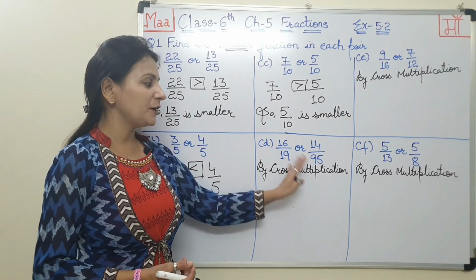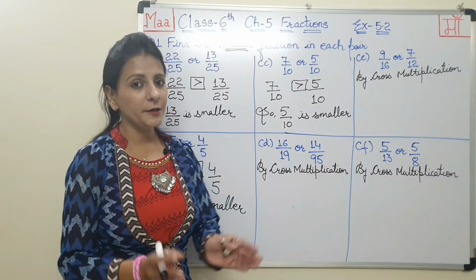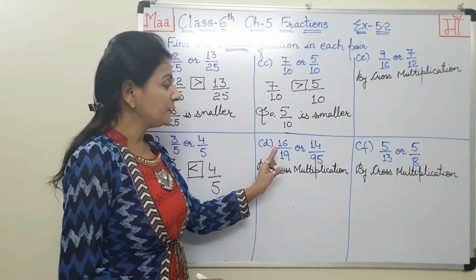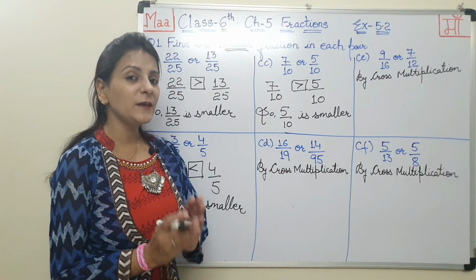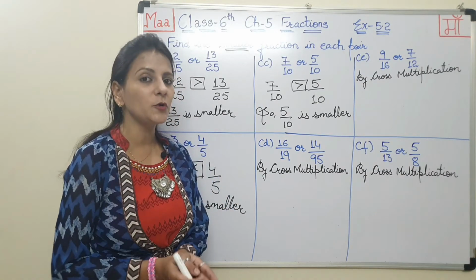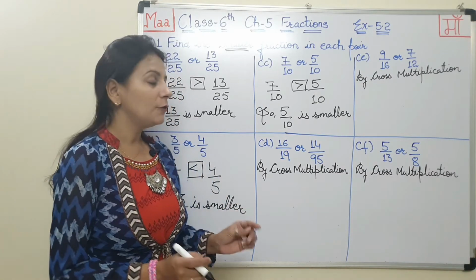But what if the denominators are different? If the denominators are different, then what will we do? See, if the denominators are different, then we follow the method of cross multiplication. So we follow the method of cross multiplication.